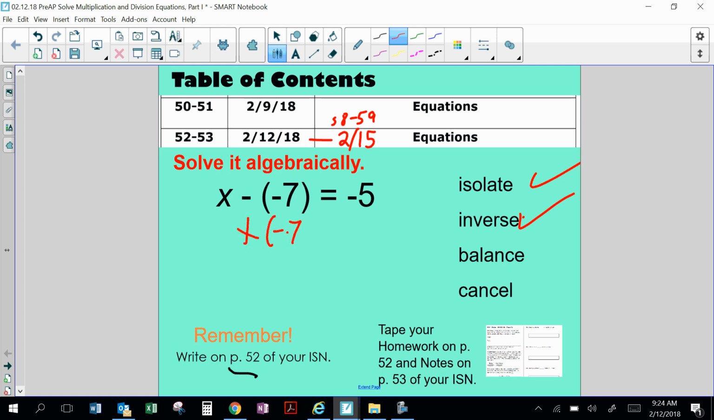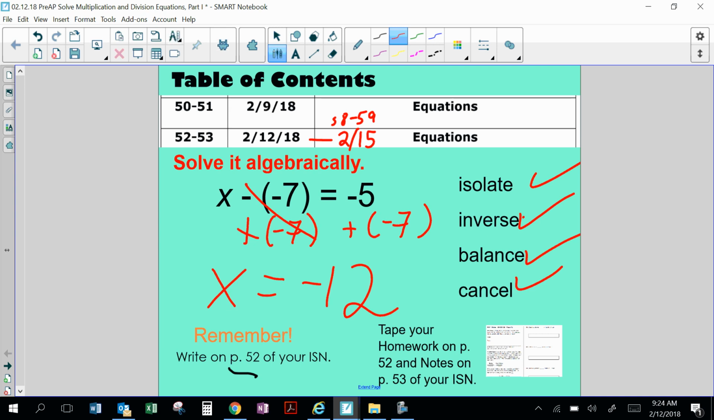Plus 7. You must balance it on both sides. These cancel. So x is equal to negative 5 plus negative 7, which is -12. So the answer to your warm-up is -12.